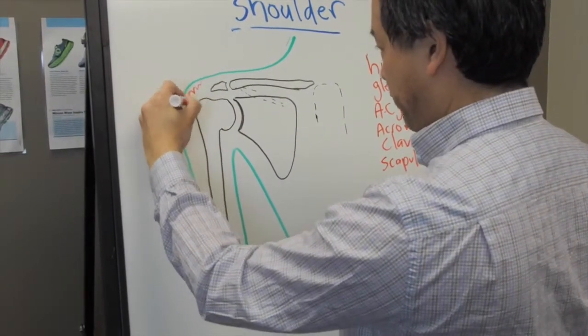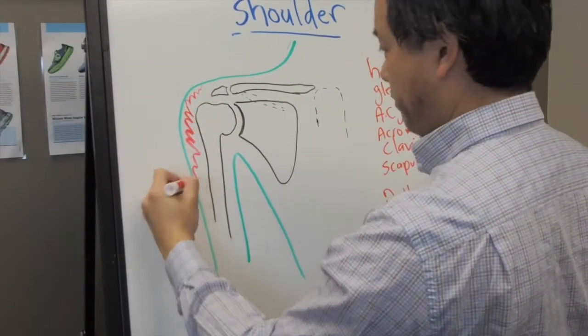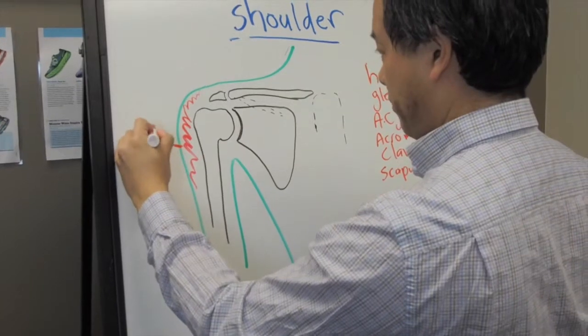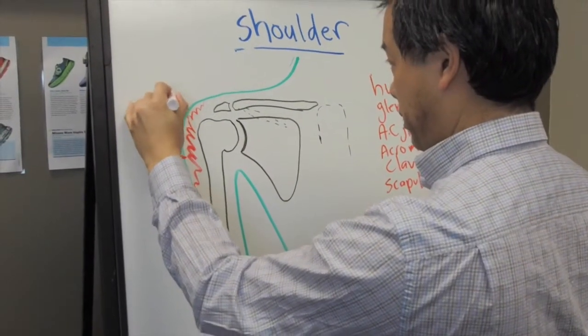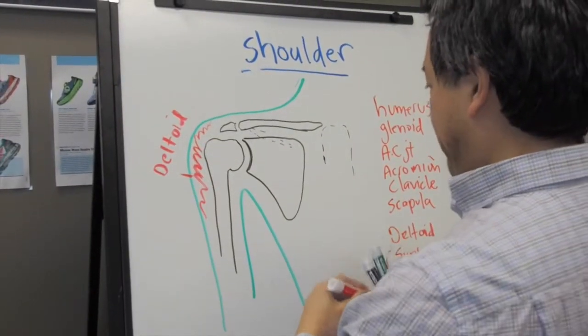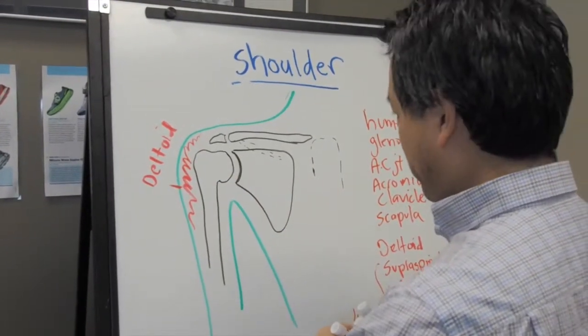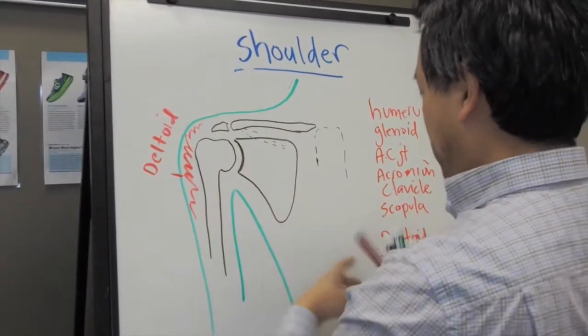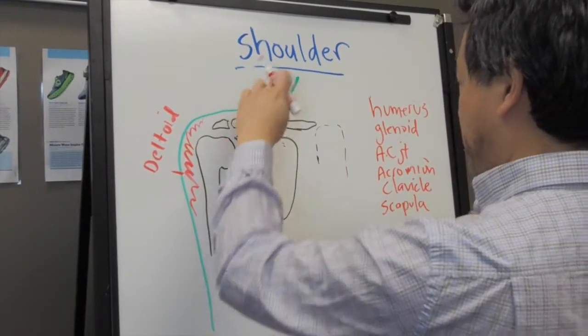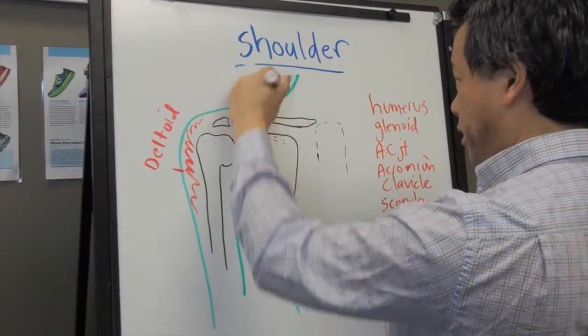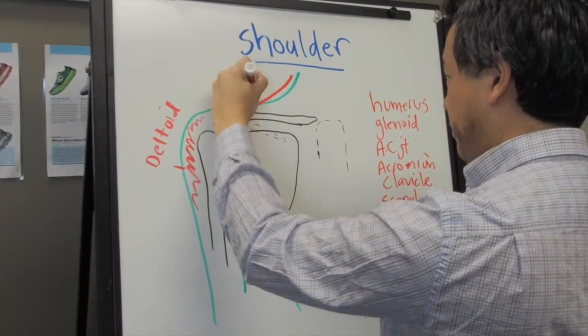And what's the function of a deltoid muscle? Abduction. Then you have your biceps muscles in here, and also what's the big muscle up here? Your trapezius. Your upper traps live up through here.